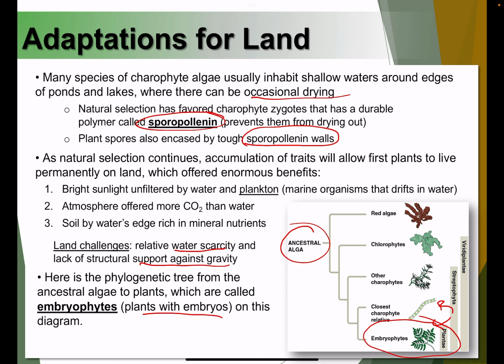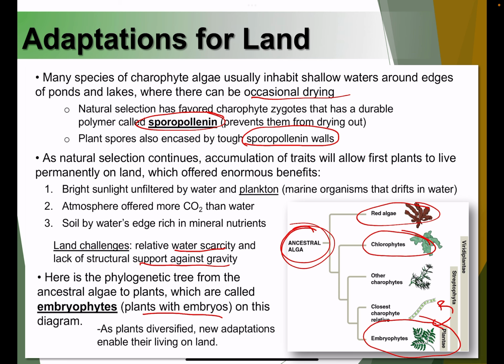So it is the closest relative in terms of evolution, of course. Now, before charophytes, you have chlorophytes as well here, and red algae, and they all shared a common early algae ancestor right here.